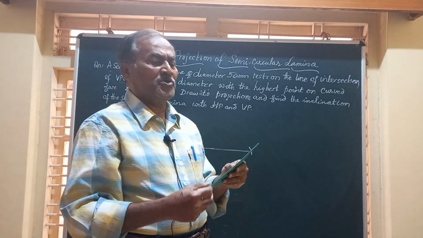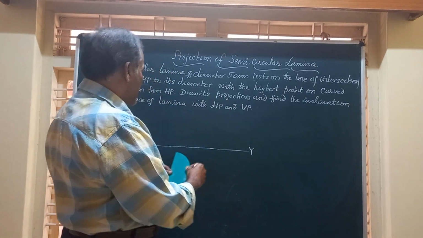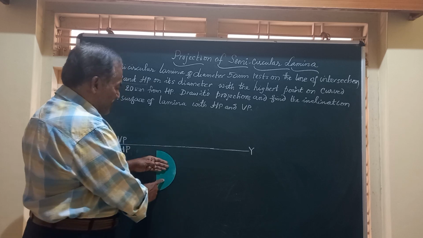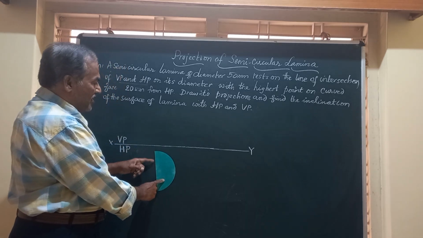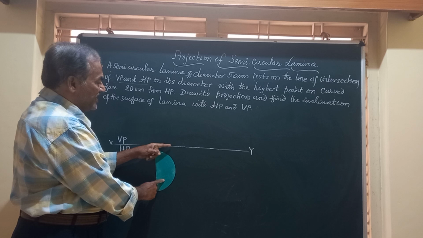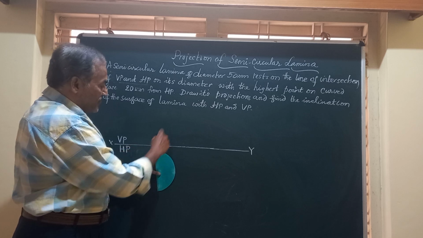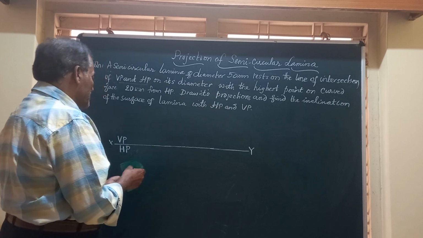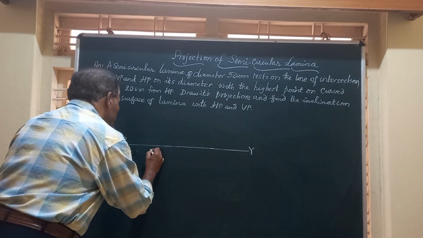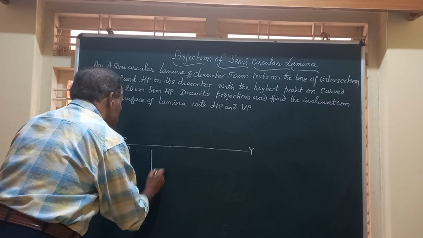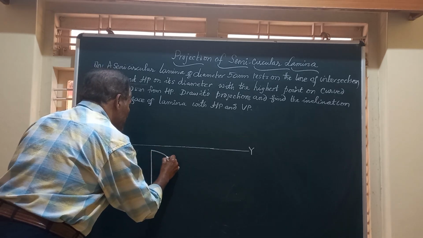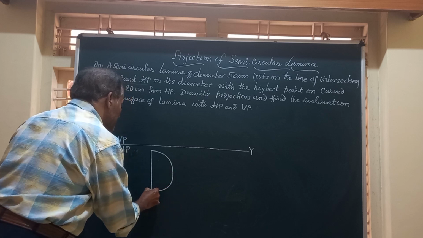So friends, what do we do in this problem? We place the lamina on HP such that the diameter is perpendicular to VP and obtain the front view a line on XY and top view a semicircle. So we are going to commence with the top view of the lamina, which is lying on HP with the diameter perpendicular. So this is a semicircle.